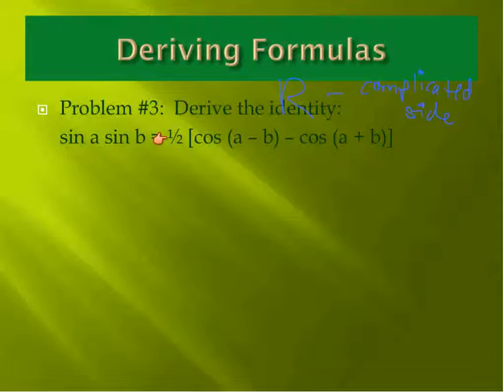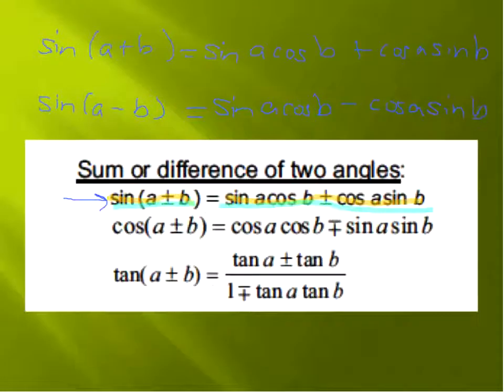So I want to check out my chart and see what I have a formula for. I have a formula for cosine A minus B, and I have a formula for cosine A plus B. Let's go back to that formula page real fast. That would be this middle one right here. I have a formula when it's A plus B, and I have a formula when it's A minus B. So instead of saying A plus B, I'm going to fill it in with this. Instead of saying A minus B, I'm going to fill it in with this.